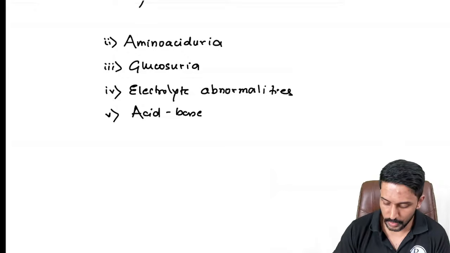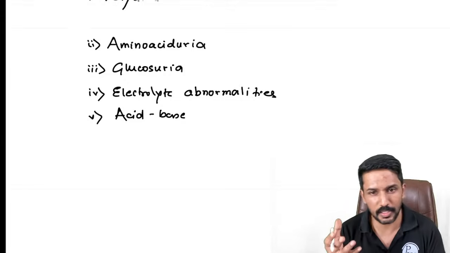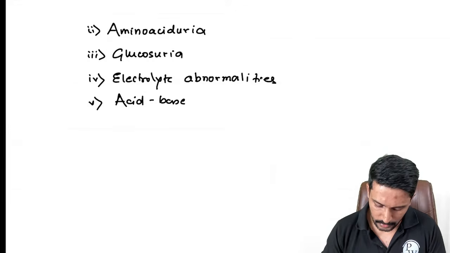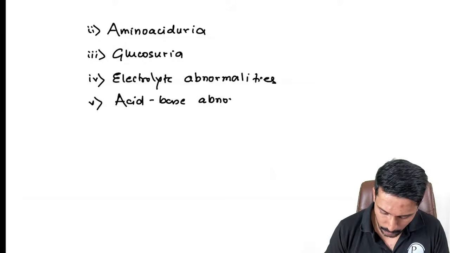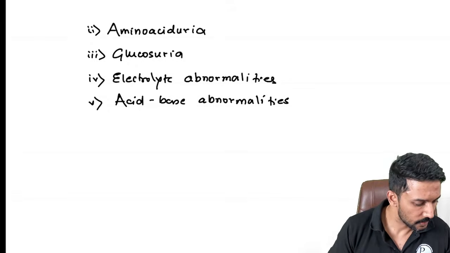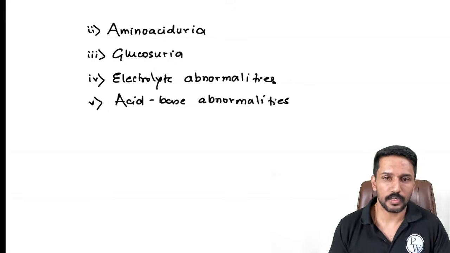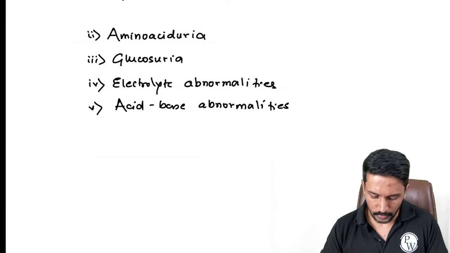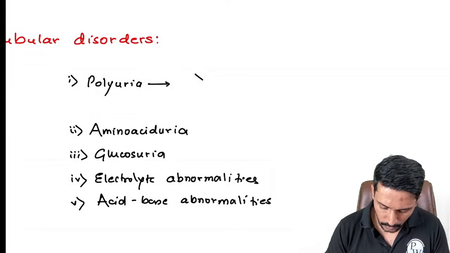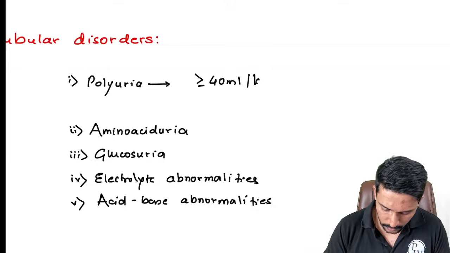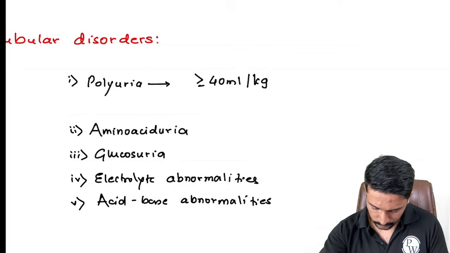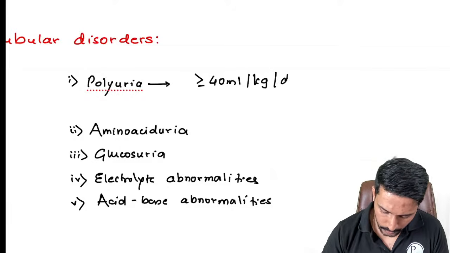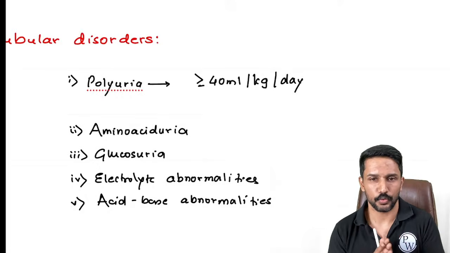Like you might have heard about renal tubular acidosis. The name itself says the problem is in the tubules. So acid-base abnormalities and electrolyte abnormalities. Polyuria is not exactly 2 liters, because the urine output is not fixed for all. It depends on your body weight. So when you're losing more than or equal to 40 ml per kg per day, then we call it polyuria.